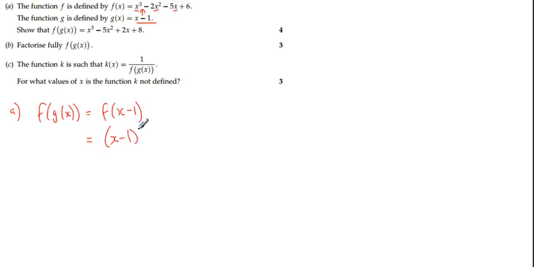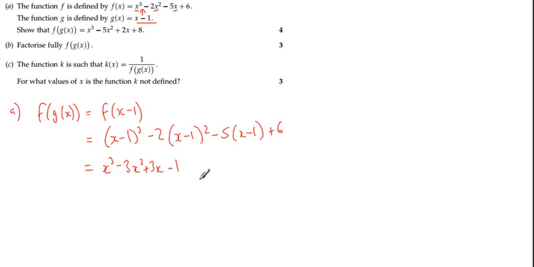So it's x minus 1 cubed minus 2 times x minus 1 squared minus 5 times x minus 1 and then plus 6 at the end. And you just have to take a bit of time, go to the side of your question and multiply these out properly. So x minus 1 cubed becomes, when you multiply it out fully, x cubed minus 3x squared plus 3x minus 1. And forgive me for not showing you that.